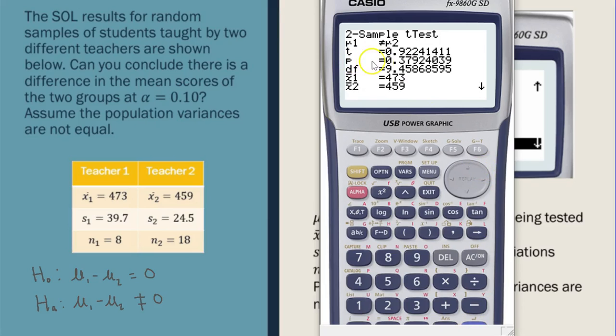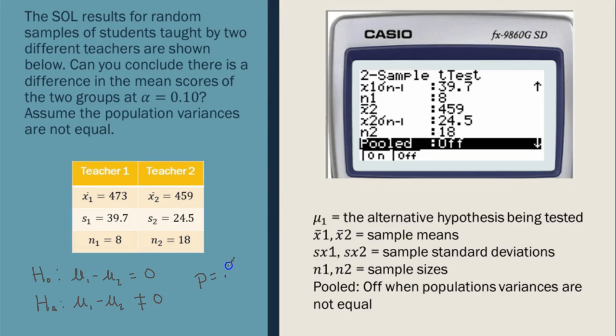So here's my p-value, 0.379. All right, so p is equal to 0.379. Okay, so just like same hypothesis testing procedure that we did for multiple units, okay? P is 0.379. That is greater than alpha, all right, because my alpha is 0.10. So in this case, I would fail to reject the null hypothesis. So I cannot conclude that there is a difference in the mean scores, all right, because I failed to reject my null hypothesis.